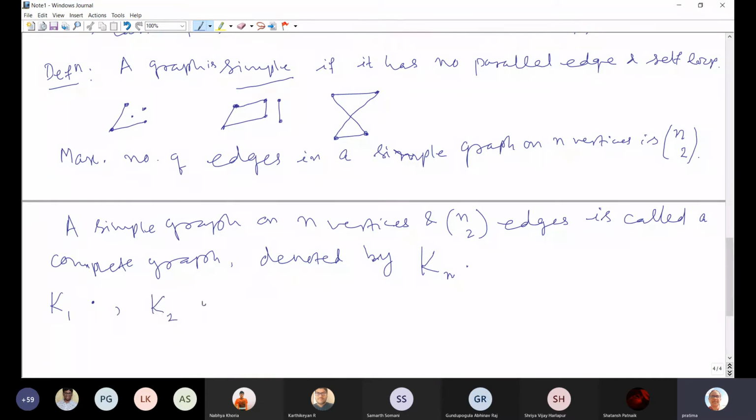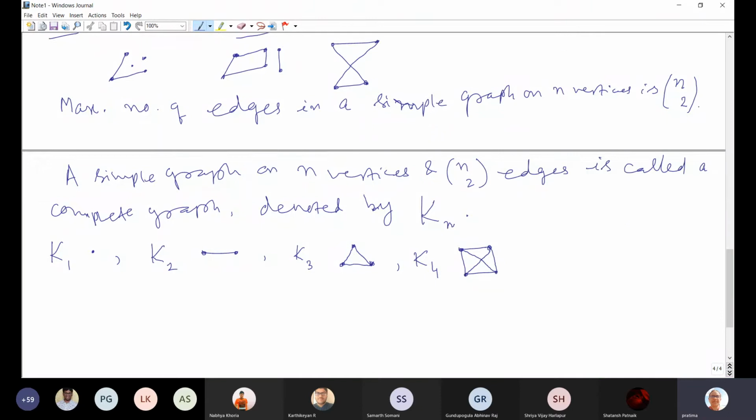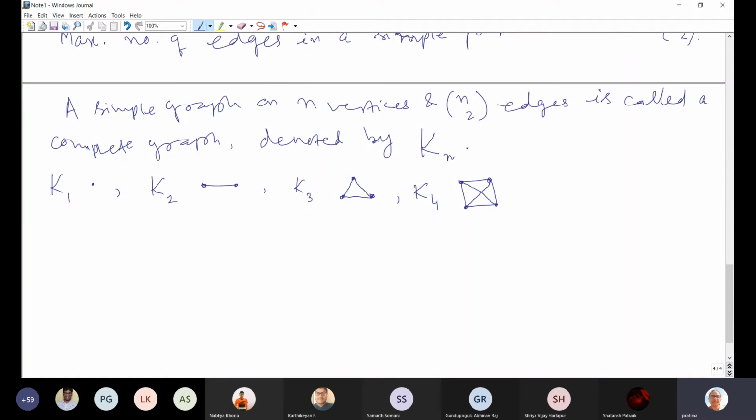K2 will have 2 vertices and 1 edge. K3 means there are 3 vertices, and every pair of vertices will be an edge, every 2-subset. So this is K3, right? And K4 has 4 vertices, and every pair of vertices will be adjacent. If there is an edge between a pair of vertices, we say they are adjacent, or they are neighbors of each other also.